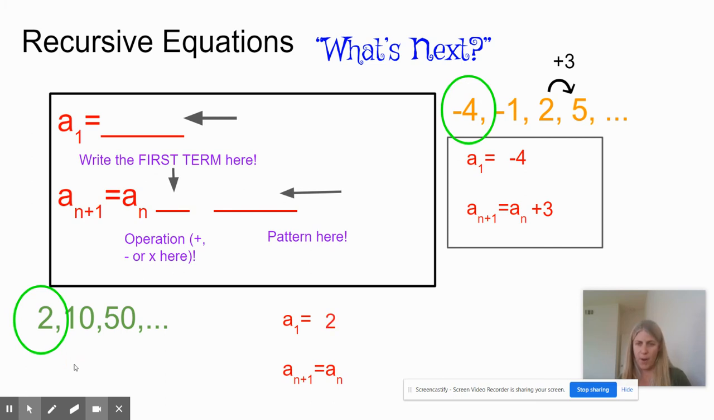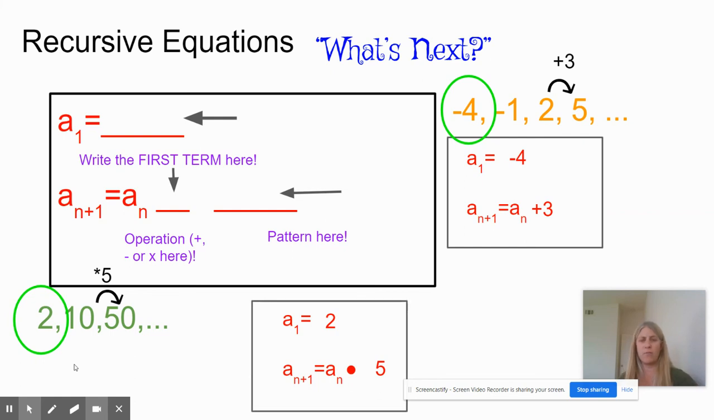Now we're asking for the bottom one, what's next? And we know that to get from 2 to 10 and 10 to 50, we are multiplying by 5. So we see that the pattern is times 5, and we write that as our next two things in our second equation. So our recursive equation in this case is a sub 1 equals 2, and a sub n plus 1 equals a sub n times 5.